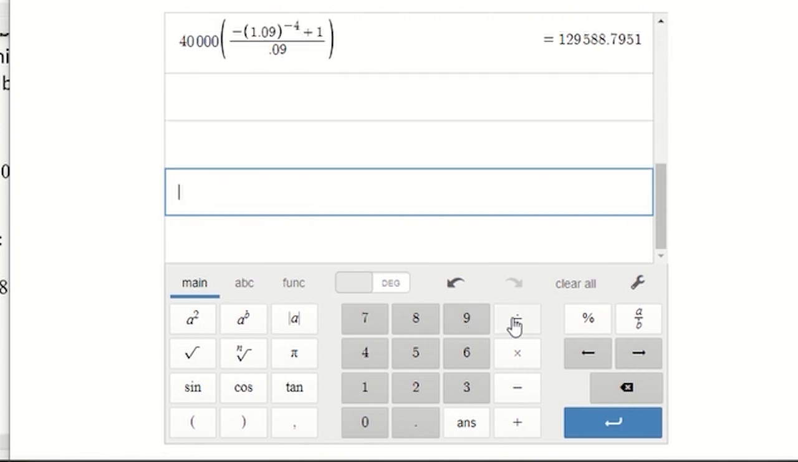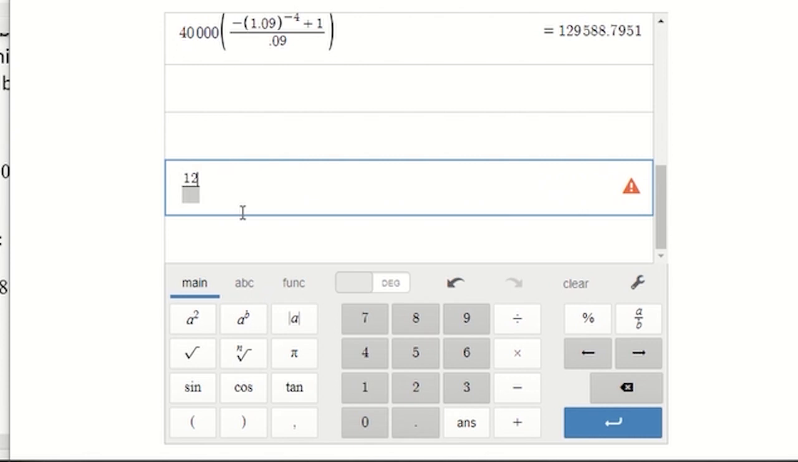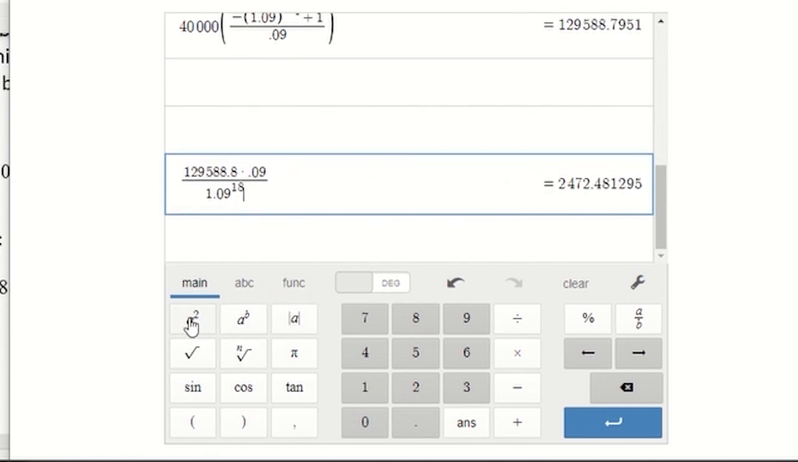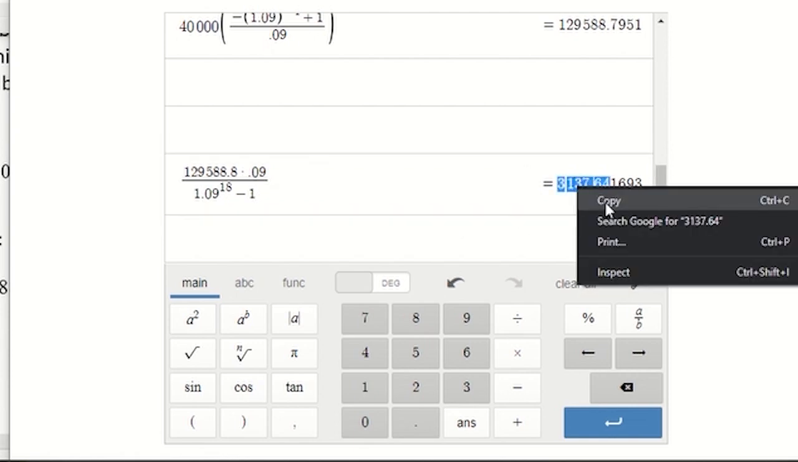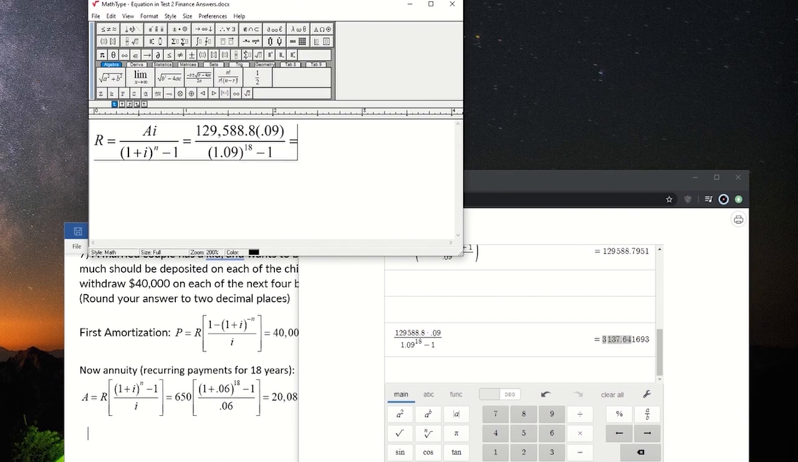Let's see, can I delete that? Fraction: 129,588.8 times 0.09 divided by 1.09. These parentheses are unnecessary. So raised to 18, and then I'm going to say minus 1. Okay, look what we have here. We got to copy that. Say equals, paste that in, put a comma, dollar amount.